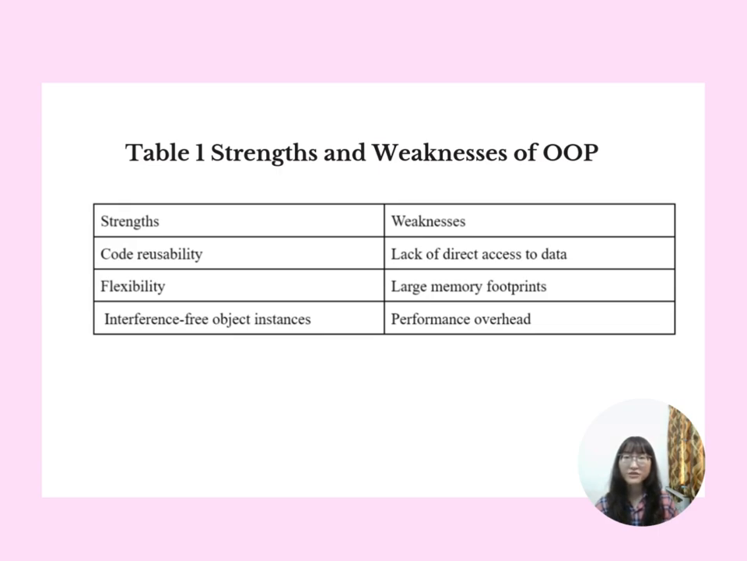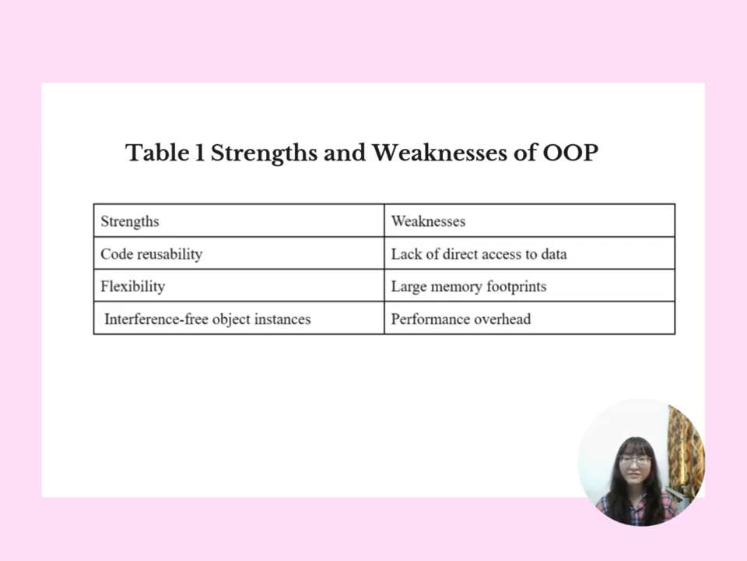Inheritance promotes code reuse and modularity by allowing subclasses to inherit attributes and methods from parent classes. Each subclass instance typically contains additional memory to store inherited attributes and references from the parent class, even if not all of them are utilized by the subclass. This can lead to inefficient memory usage.